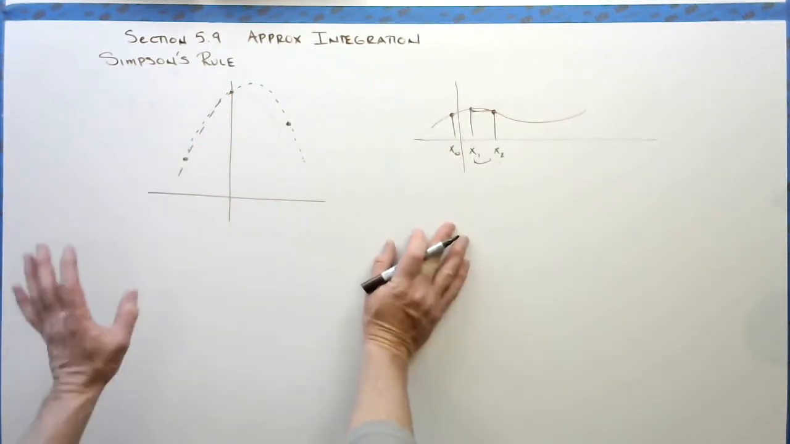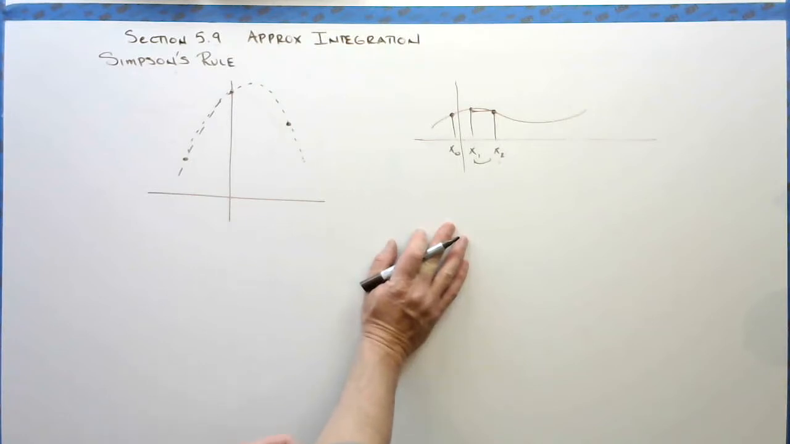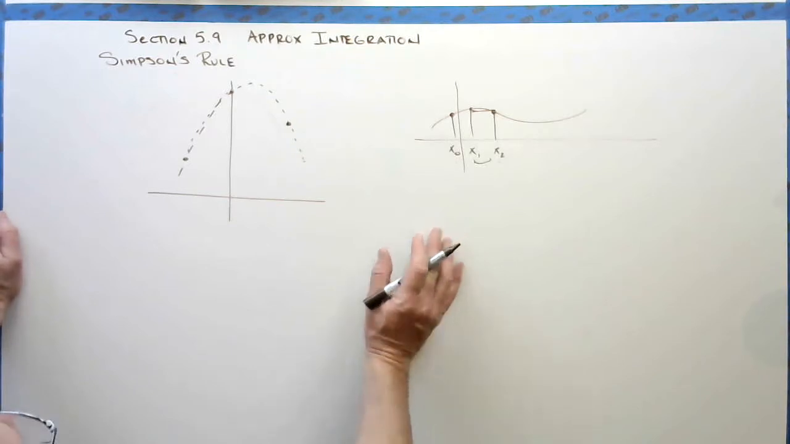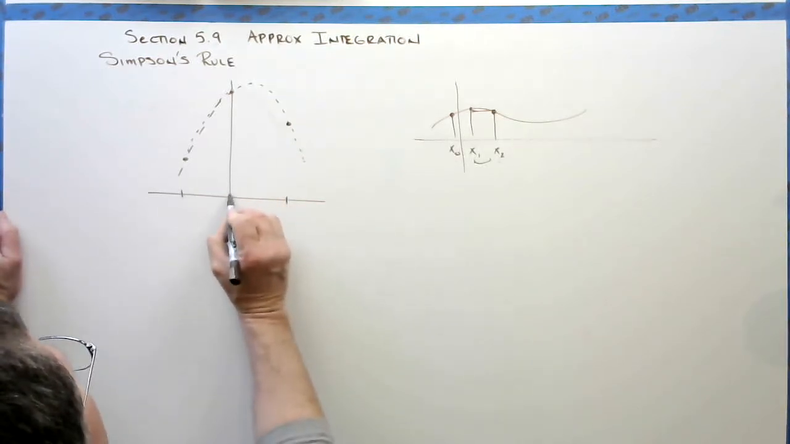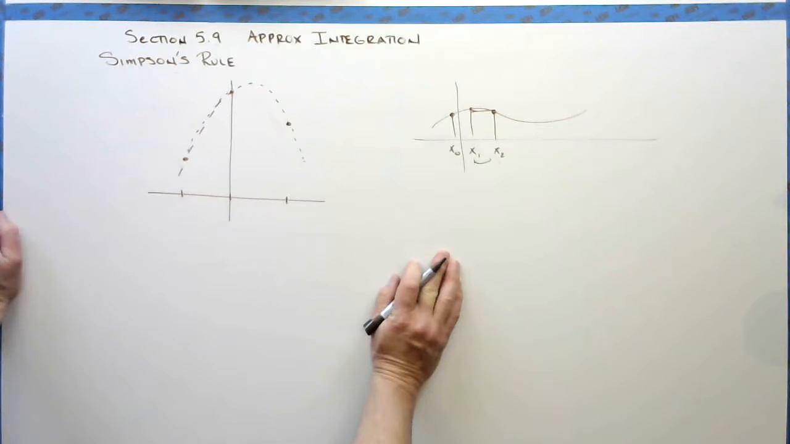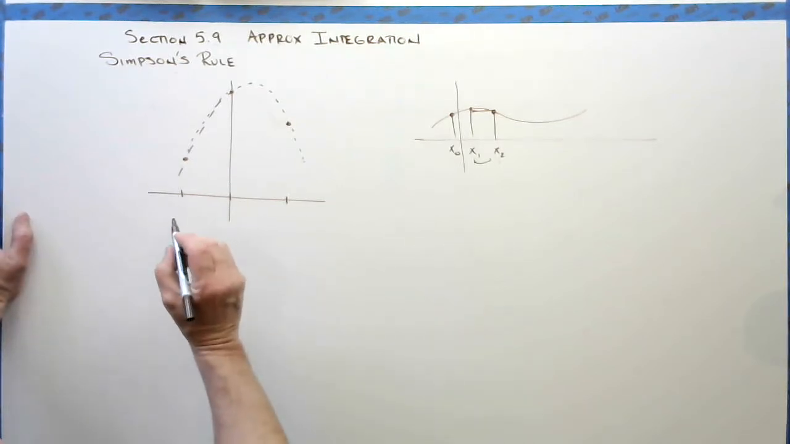Now, I'm going to do a quick development of Simpson's rule, just so we know it doesn't come out of thin air. It's not just a formula that shows up in a box. And what we'll do is we'll choose our points. Well, we'll choose them nicely.